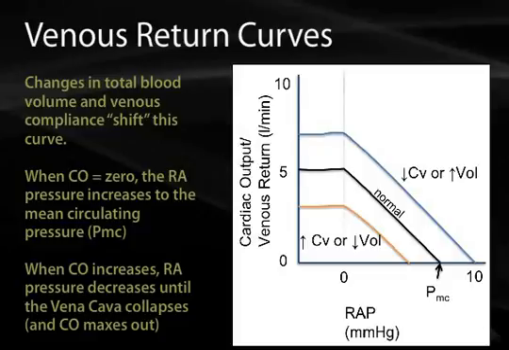And this is easily understood when you think that at a certain right atrial pressure, you will have a certain venous return. If you increase the venous compliance or decrease the total volume, such as in a patient who is dehydrated, you shift the curve down and to the left.